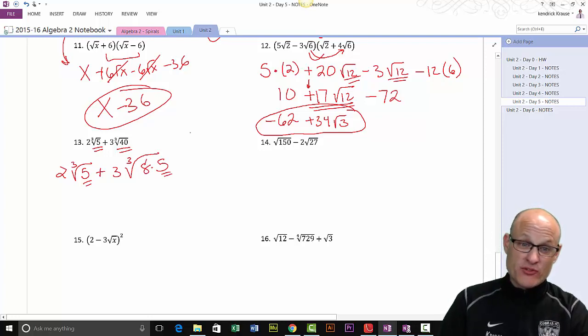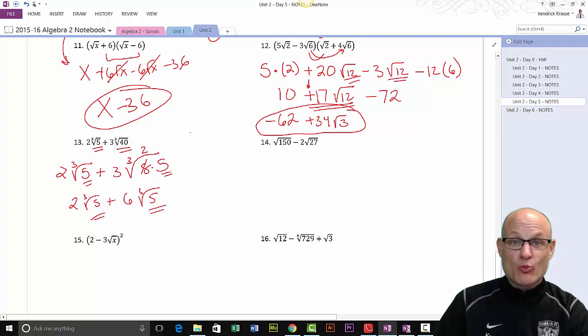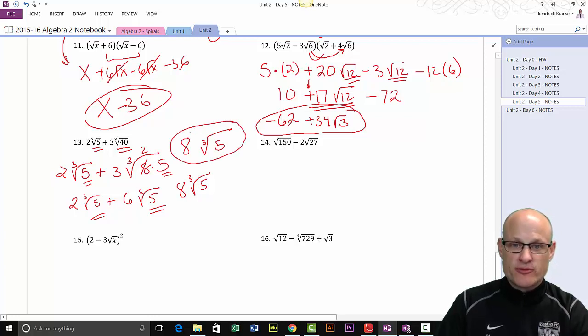Awesome! What's the cube root of 8? It's 2. So I get 2 cube roots of 5 plus 6 cube roots of 5. Now that they have the exact same radical, I can add them. 8 cube roots of 5. Now, I don't like the way I wrote that. I want it to be 8, put that little cube right in there, 5. Be neat, be organized, look sharp. Don't be a loser. These can't be combined.